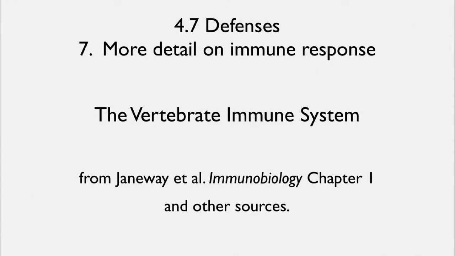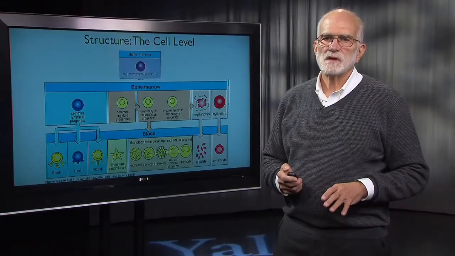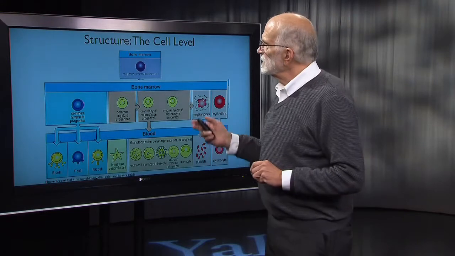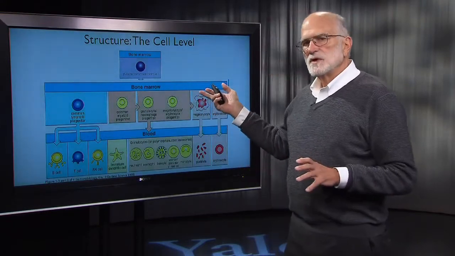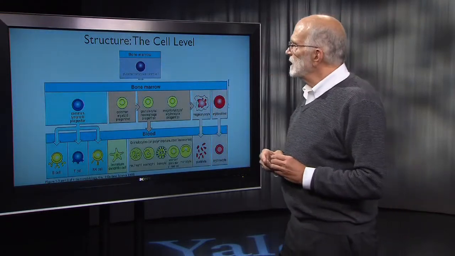Now let's take our second look in a bit more detail at the vertebrate immune system. We're doing it twice because it's a very important thing to get your head around, but it's reasonably complicated. Let's first take a look again at the structure at the level of the cell.